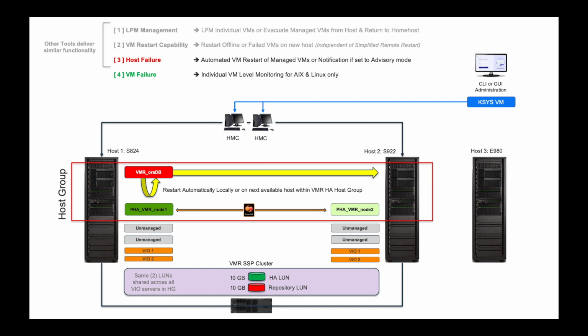I've only got two, so he would go from my S824 to the S922. If I had 12 hosts, it could go to any of those additional hosts. There are restart maximums. By default, it's going to try 3 times and then get relocated. You can alter that. In my environment, I've changed it so that it tries to restart locally only once, and then it goes ahead and tries to restart at the remote location.